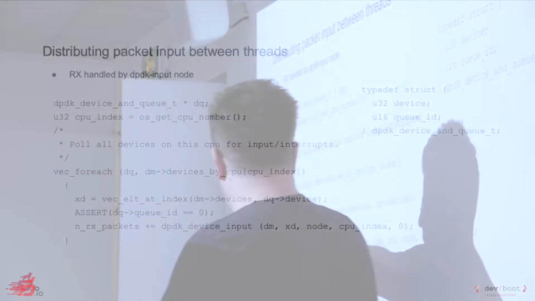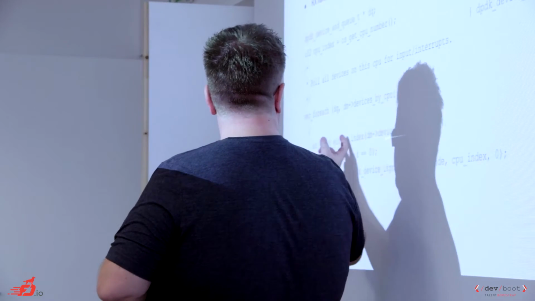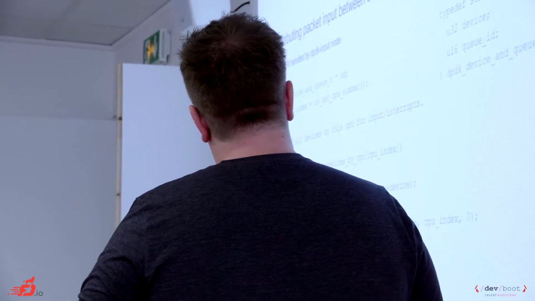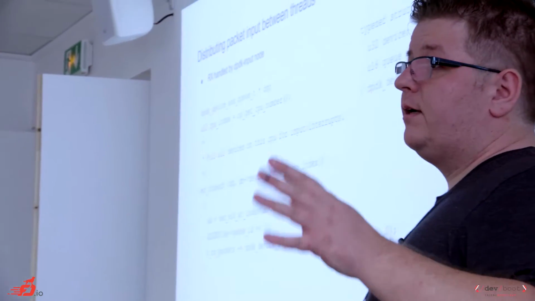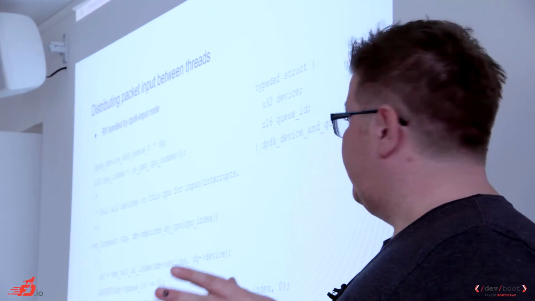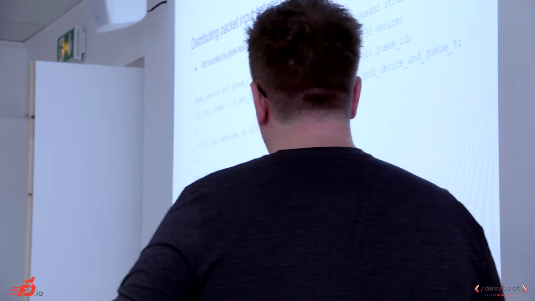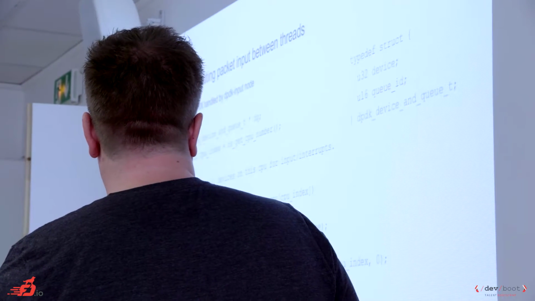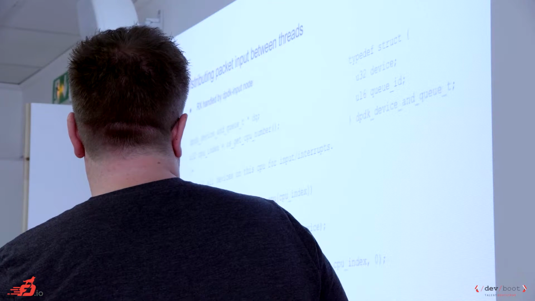Okay, inside the DPDK driver, we have one structure which is called DPDK device T. It's a per-interface structure, and this per-interface structure is actually the one which is, just a second.